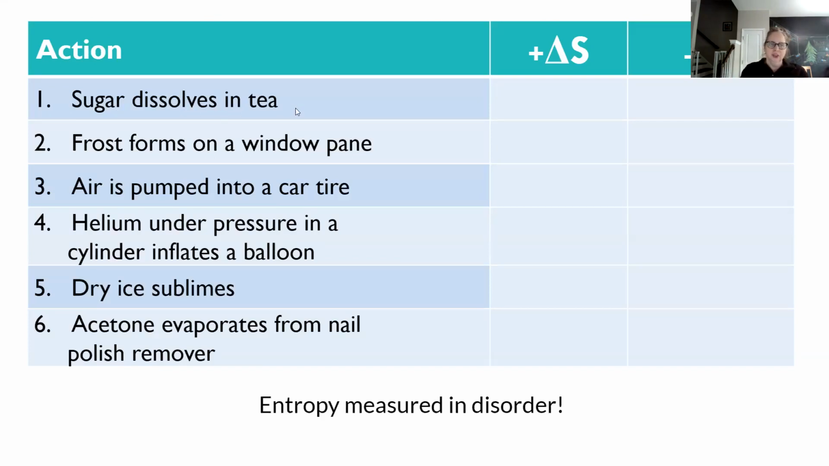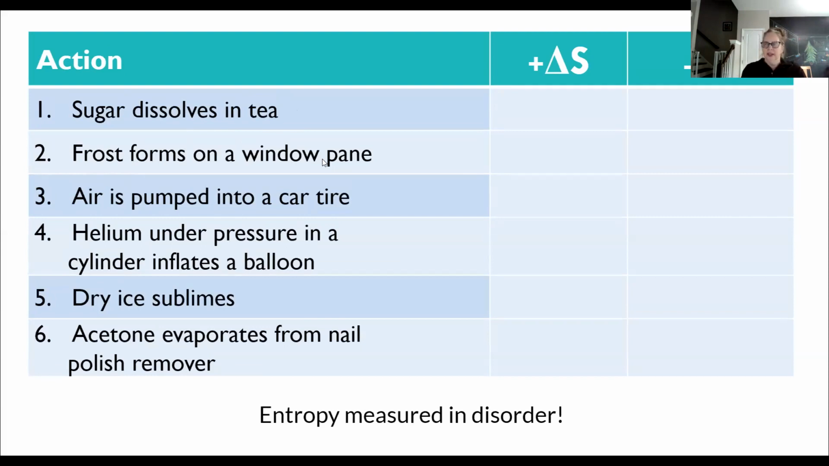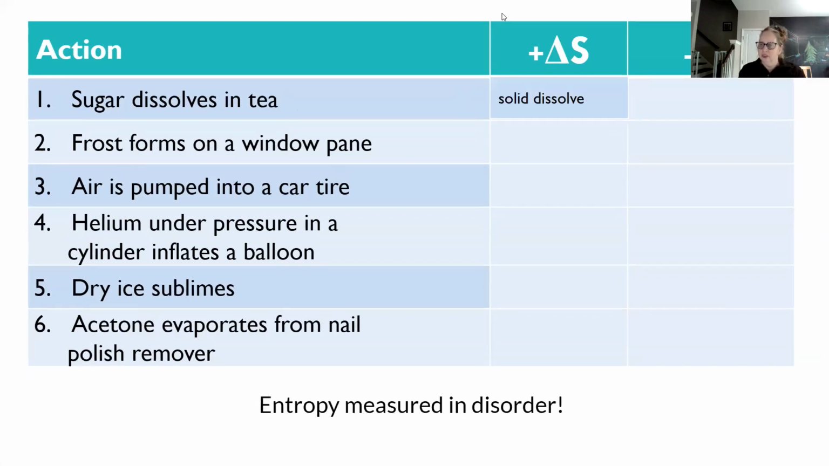So sugar dissolves in tea. You had nice little happy water going on, and then you added in some sugar. So you added some disorder to that system. So when solids are dissolved and you get an aqueous solution, you are increasing your entropy. Frost forms on a window. What is frost? Frost is when it's going from the liquid stage to the solid stage. Solids are more orderly. So solids are less disorderly.